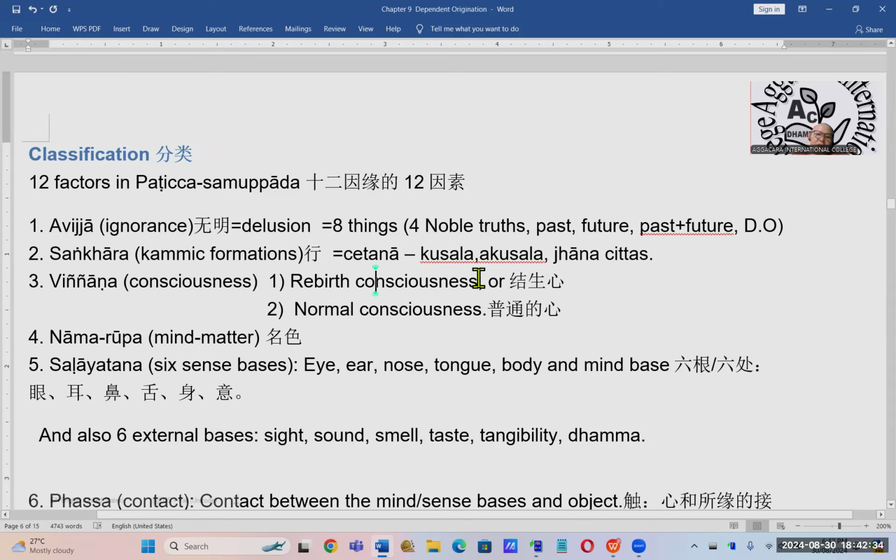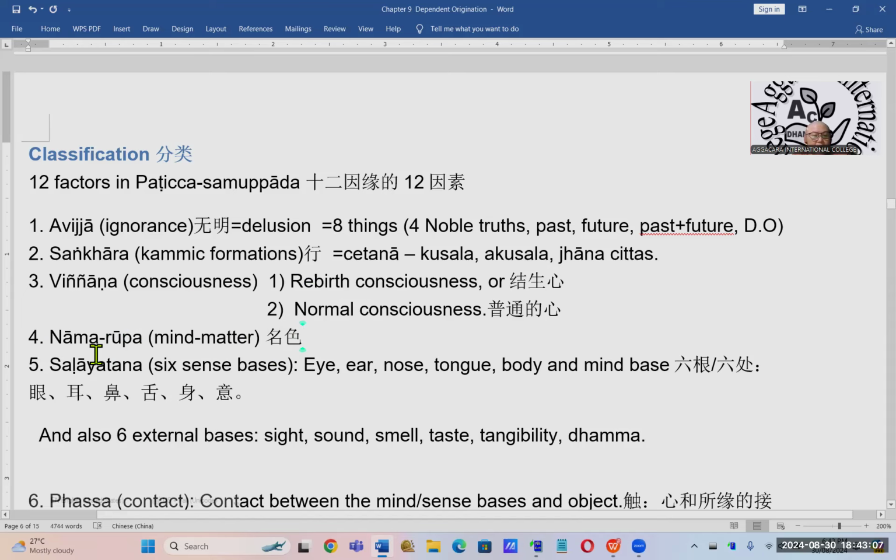Because rebirth consciousness is only at the very beginning of our life, but when we do bad things or good things, the avijja will run, then avijja will create sankhara, sankhara will create vijnana, either rebirth or normal consciousness. Then vijnana paccaya nama rupam. Now, nama rupam is very easy. Due to the vijnana, their mind and matter arise. Then nama rupa paccaya salayatana.